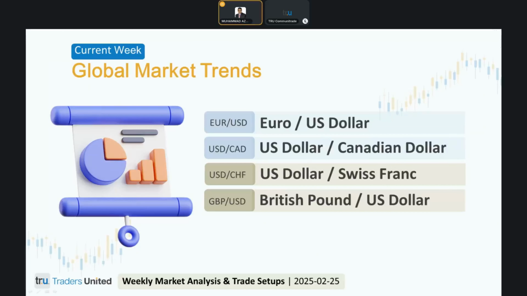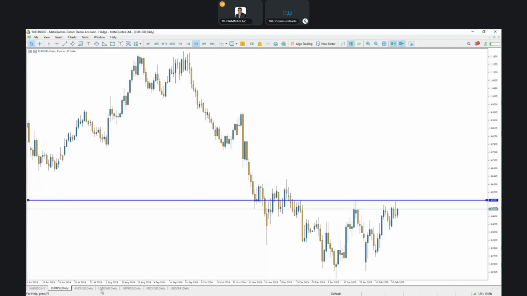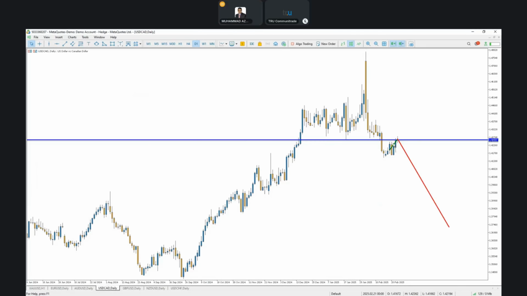Next, we have the USD versus Canadian dollar. So let's take a look at USDCAD. I was expecting a pullback based on last week's price action, and we got the pullback.